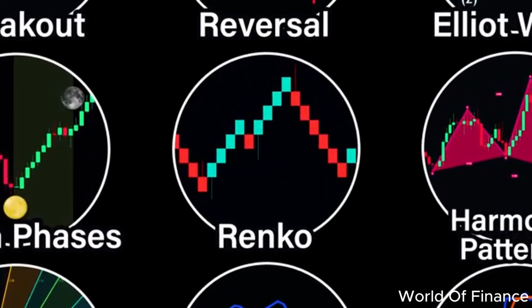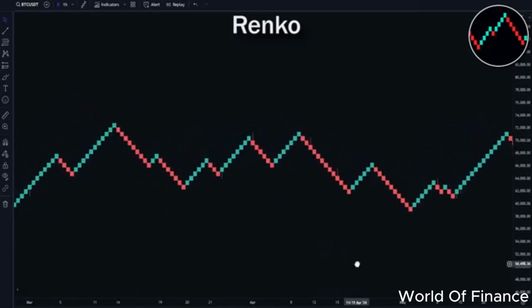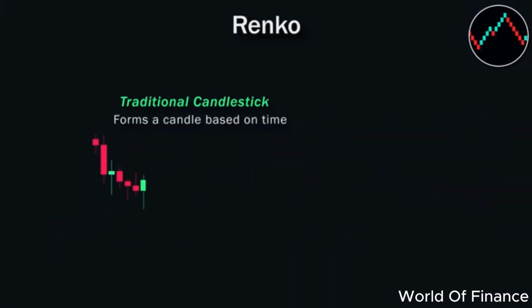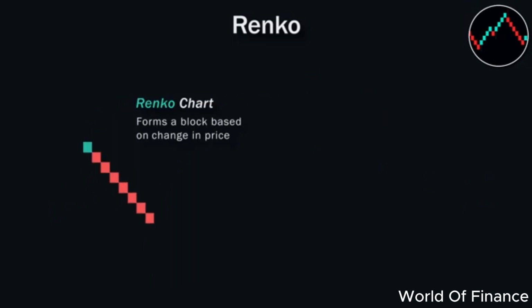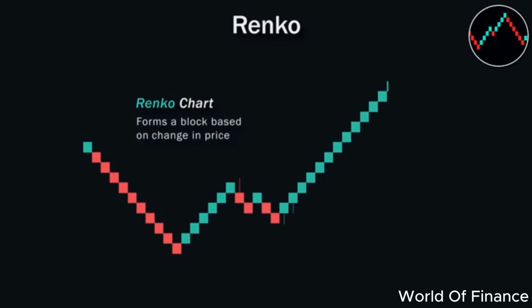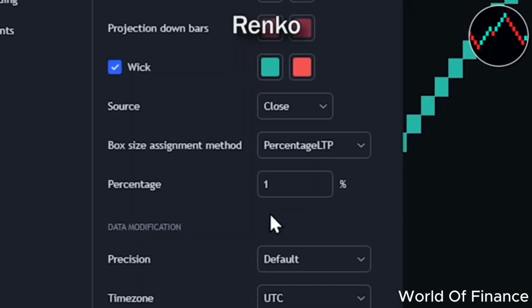Renko. It replaces a traditional candlestick chart to a Renko chart. So, unlike a traditional candlestick which forms a new candle based on a certain period of time, a Renko chart forms its block based on the change of price. For example, every 1% change in price, a Renko block appears. This means that each Renko block represents a 1% change in price. Of course, you can change the parameters of this through the indicator settings.